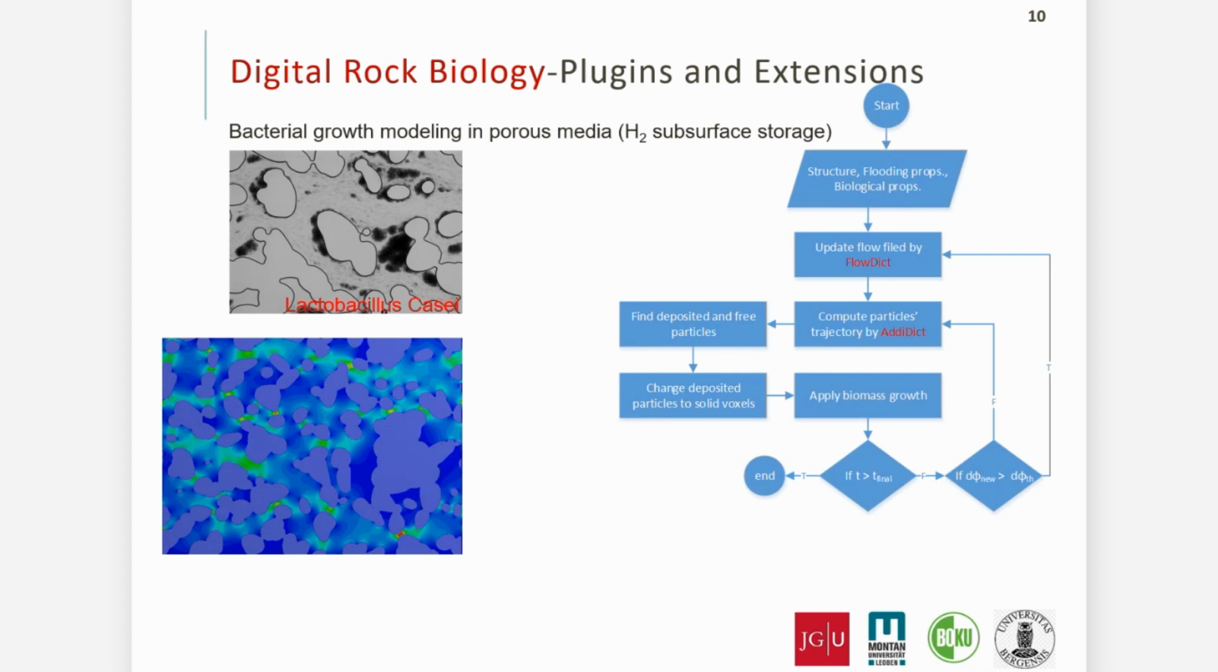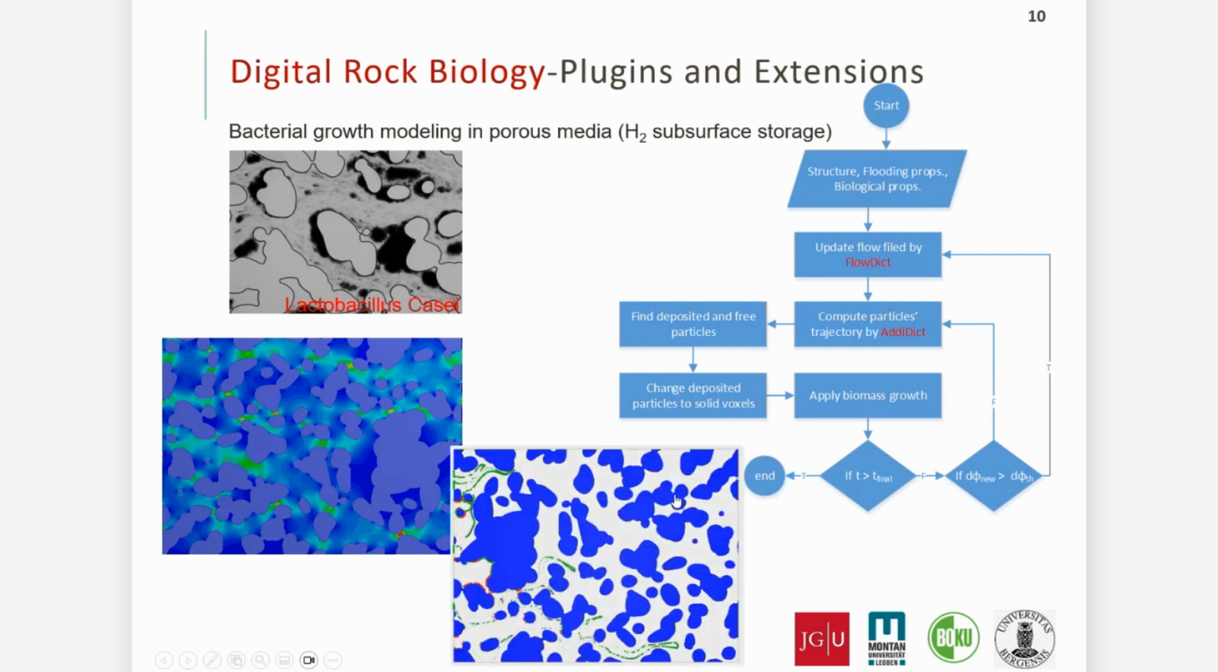With the help of that Python code, we could differentiate these two things from each other, and then we changed those deposited particles, or deposited bacteria in this case, to solid voxels, and we applied our biomass growth with a kinetic model. And we put it in a loop. It means that every time we run AddiDict for the flying of those bacteria inside the system, we update the flow field and do it again until the end of the simulation.